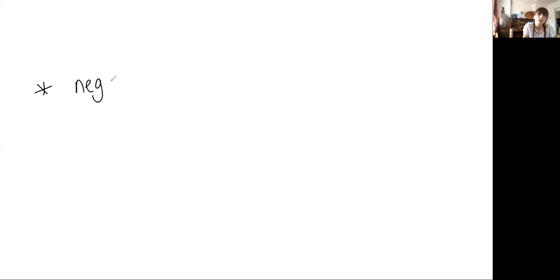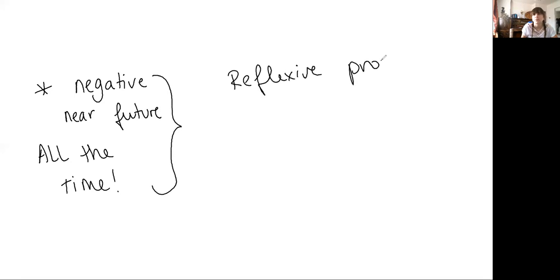Now our next exception is the negative. Just something to know, actually, it's not really an exception. When you are doing the negative, when you're doing the near future, every time, so actually all the time, the reflexive pronoun is always near the verb. Okay, so it always wants to be cuddled, the verb.